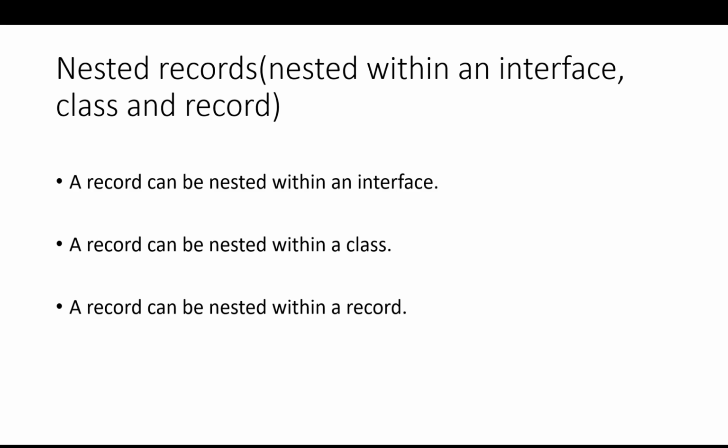Let's talk about nested records. We can define a record within an interface and within a class. And we can also define a record within a record. This feature is useful when we want to tightly couple the record with an interface or with a class or with a record.